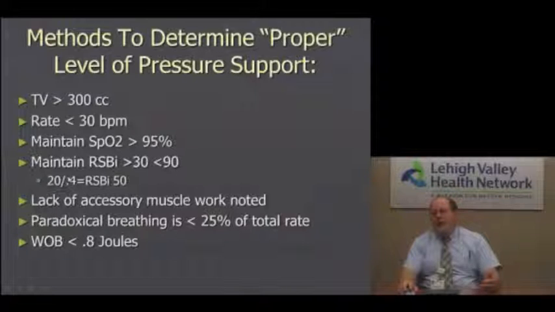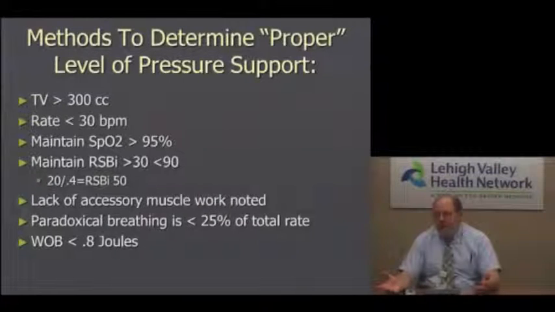So again, the RISB we would divide into this way. Well, it actually should be 0.4 and this should be 20. All right? We want to look at lack of accessory muscles. If we have pressure support and the patient's using their sternocleidomastoids or trapezius muscles, well, we're not giving them enough. They're working too hard, and that's ineffective breathing. Look for paradoxical breathing, all right?